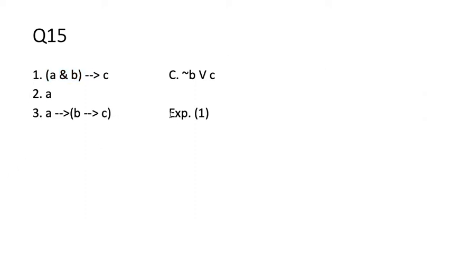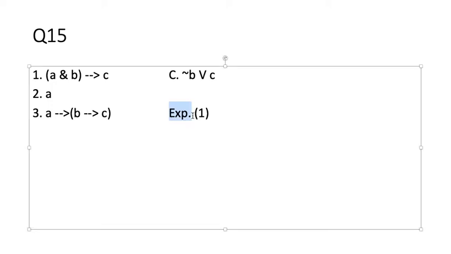Okay, the rule of exportation, EXP here, enables me to convert a conditional like this, a conditional with the antecedent as a conjunction, into a conditional, the consequent of which is itself a conditional. That's what the rule of exportation says.